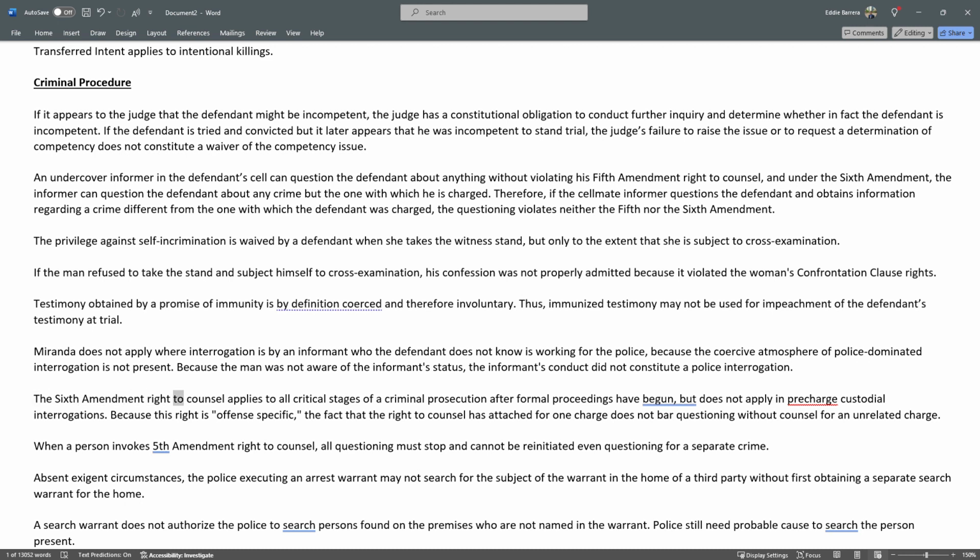The Sixth Amendment right to counsel applies to all critical stages of a criminal prosecution after formal proceedings have begun, but does not apply in pre-charge custodial interrogations.